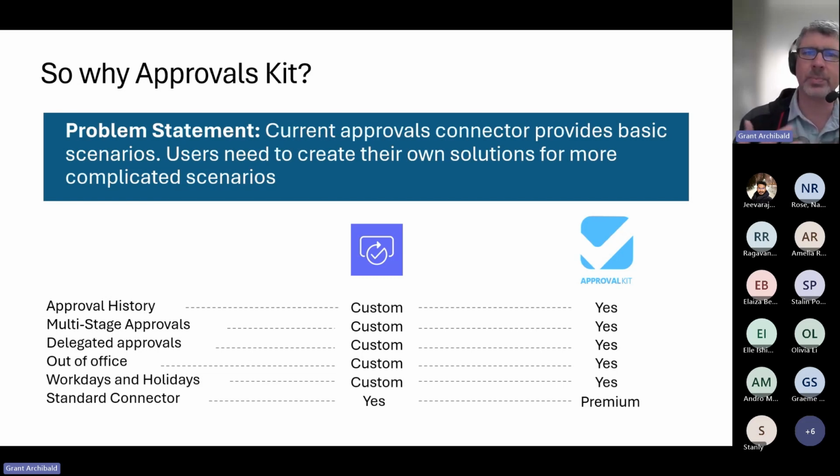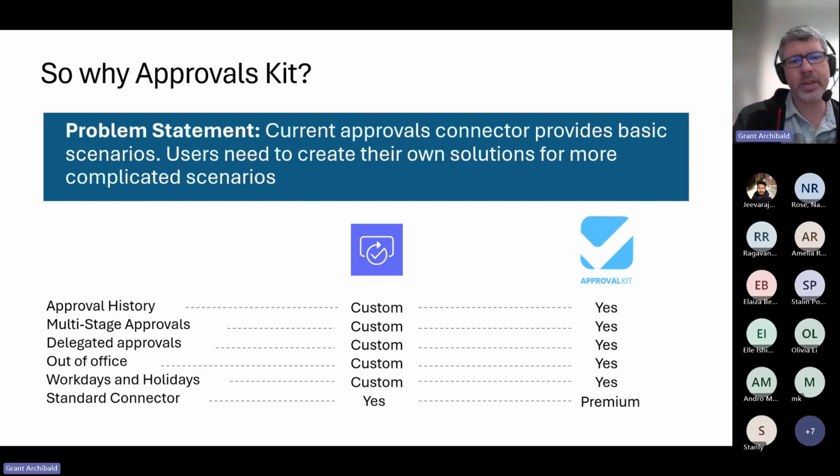Some of the things that we enable you to model: you may want to have an approval history and use the power of Dataverse and audit logs to record that. You may want to model things like multi-stage approvals, where it may go to your manager based on some particular value. You may want to handle the case where the person receiving the approval is out of office at the time, and they want to delegate to someone else to do that approval while they're not available. And you may have different teams that work on different work days or schedules that may affect when they can actually do these approvals.